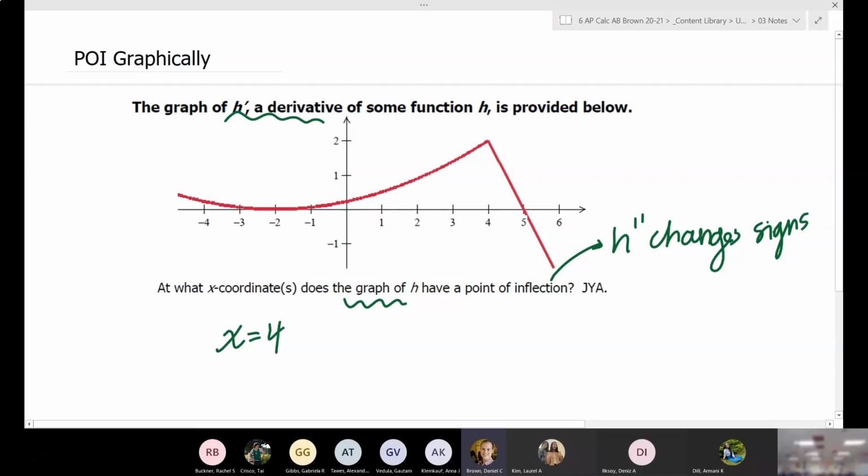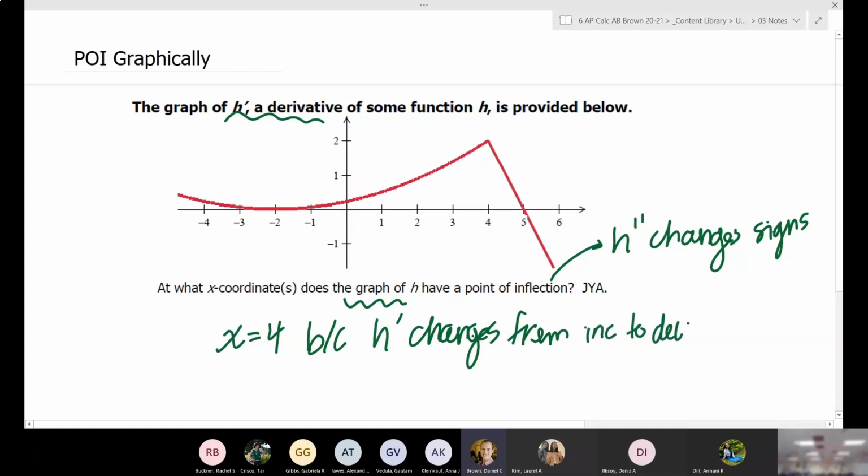What would be the justification you would use? Increasing and then decreasing. Instead of saying it, what are you going to say instead? Because at x equals 4, h prime is changing slope. I would say what you said first: it changes from increasing to decreasing. Then it's still positive. And remember, we don't have to really care, you could just say changes signs as well. Or actually say changes direction, that would also be acceptable.